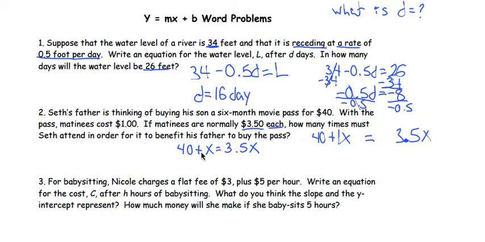In order to get x by itself, we first have to subtract x over to the other side. This will give us 40 equals 2.5x. Now, in order to get the x by itself, we have to divide by 2.5 on each side. 40 divided by 2.5 is going to be 16.